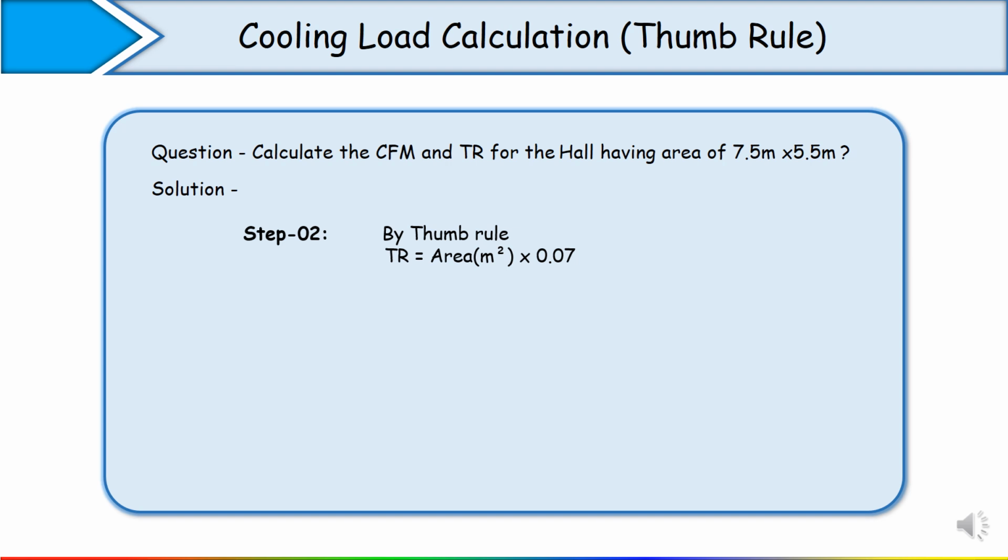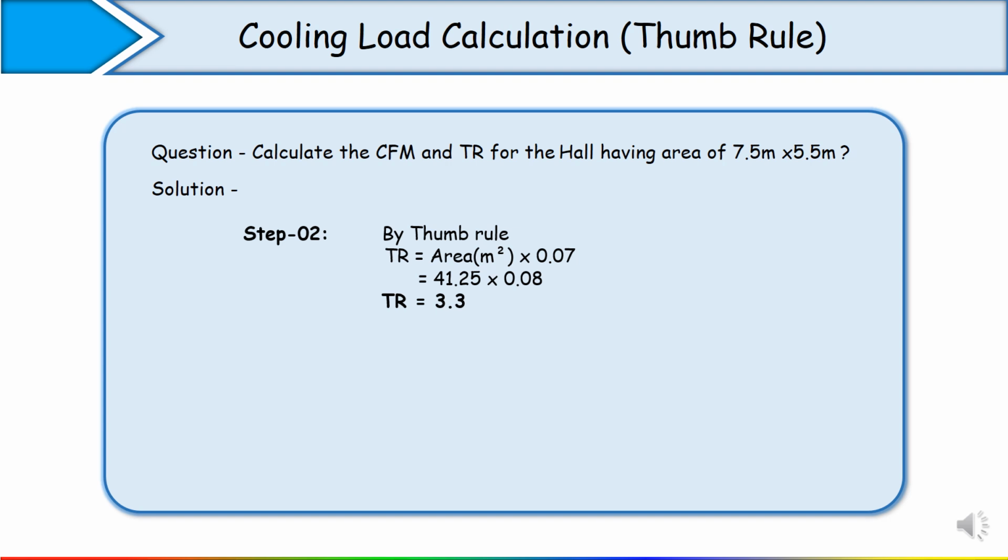Okay. As per different application, again I am repeating, for residential application we have a different cooling factor value, for commercial we have a different cooling factor value, and for industrial we have a different cooling factor value. So here we are designing for a hall, so I have considered the cooling factor value 0.07. When you substitute the value, finally you will get the cooling load near about 3.3 TR.